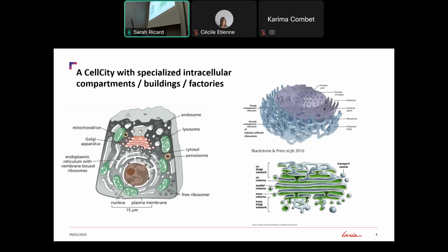It turns out that in a cell, you have two major types of movements, right?